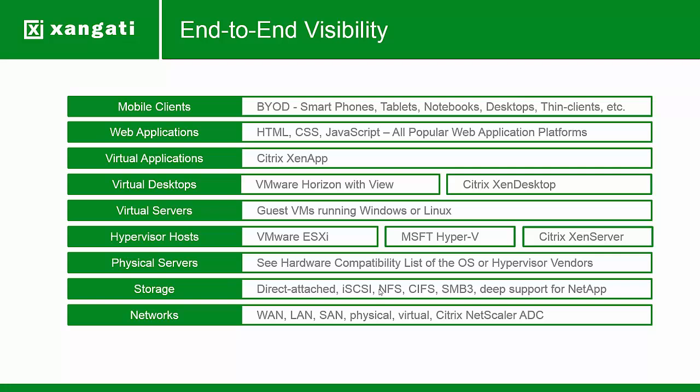And I can chase it down using Xangati, because Xangati's looking at all the storage. It could be direct attached, it could be iSCSI, NFS, CIFS, SMB. You can read all of these different things are supported, and we have especially deep support for NetApp storage.